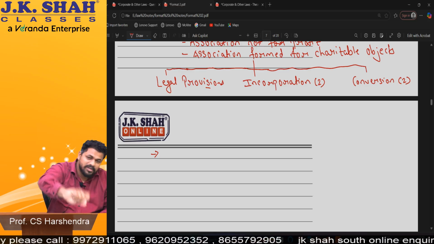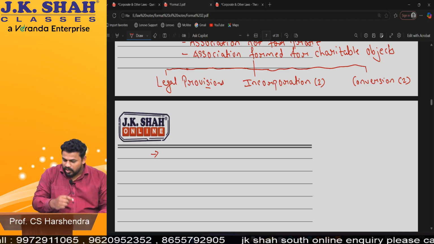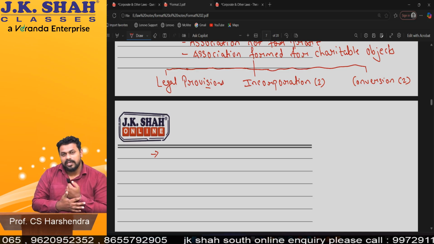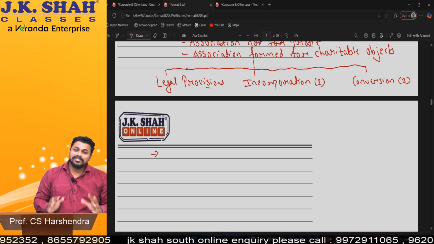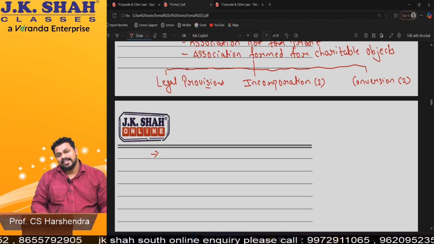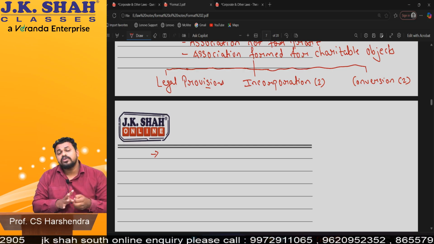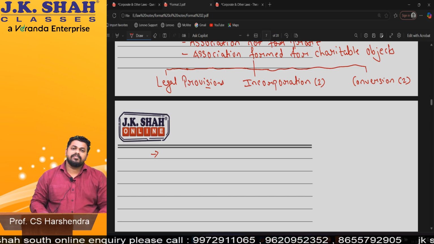I'll give you an example of that. You'll be shocked to know this. Have you heard about the watch called Rolex? The Rolex company is a Section 8 company. It's a company formed not for profits, which is earning a huge surplus. 90% of the income goes into charity and 10% goes into research and development.